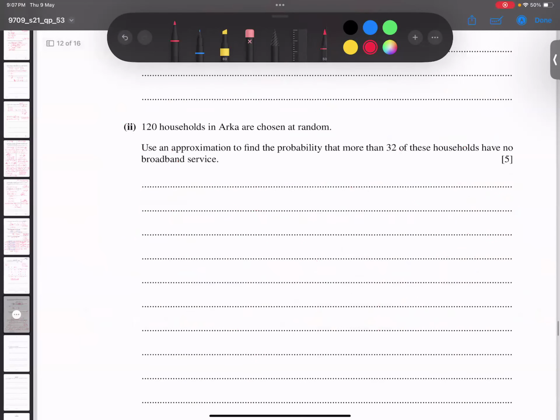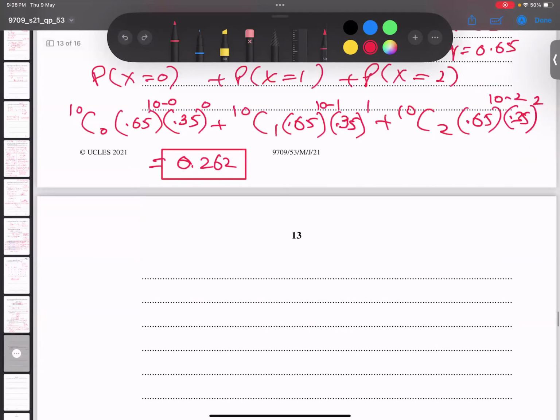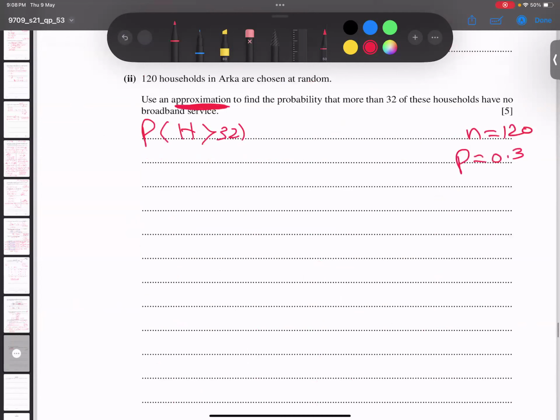Next part: 120 households are chosen. So the sample is 120 households this time. And whenever the word approximation, estimation, or normal approximation comes, we have to follow a special technique, so let's follow that. The probability of more than 32 means households more than 32. This is the technique. Having no broadband is 35%, so P remains the same, 0.35, and Q is 1 minus this, 0.65.